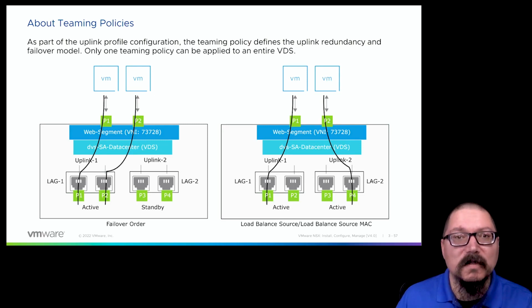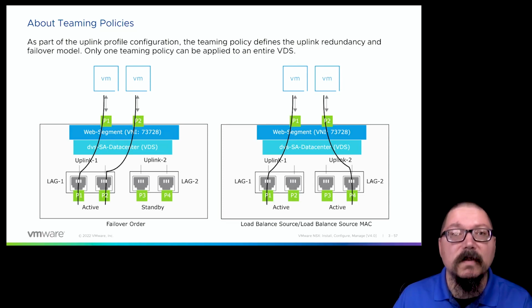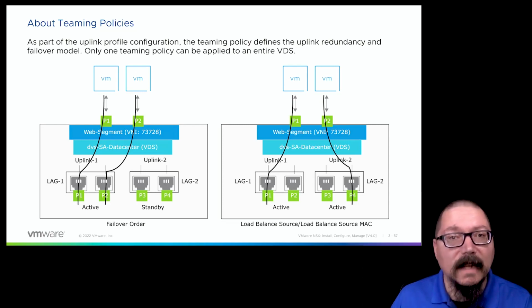The source virtual switch port ID, or load balance source MAC using the source MAC address of the virtual machine. Now, my active NIC teaming is going to choose one uplink or another for traffic from a given virtual machine based on some characteristic of that virtual machine, either the virtual switch port ID or the source MAC address of that virtual machine. And that's how we're going to distribute the load across multiple active uplinks.